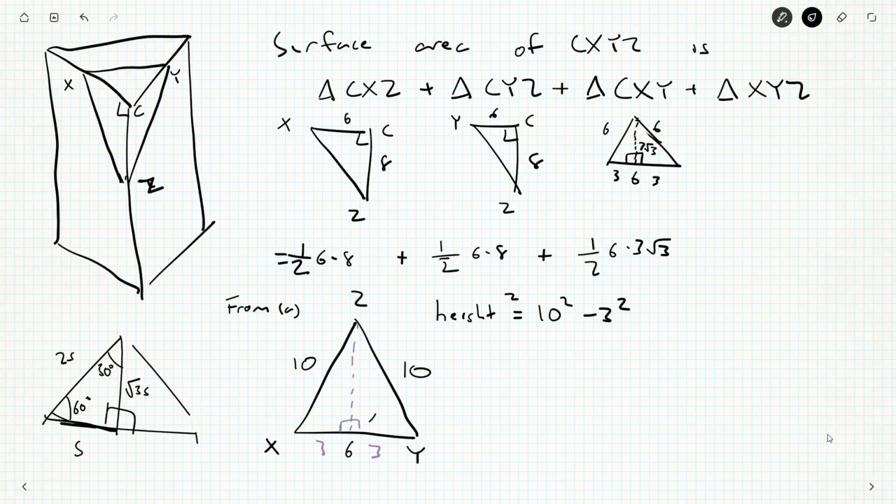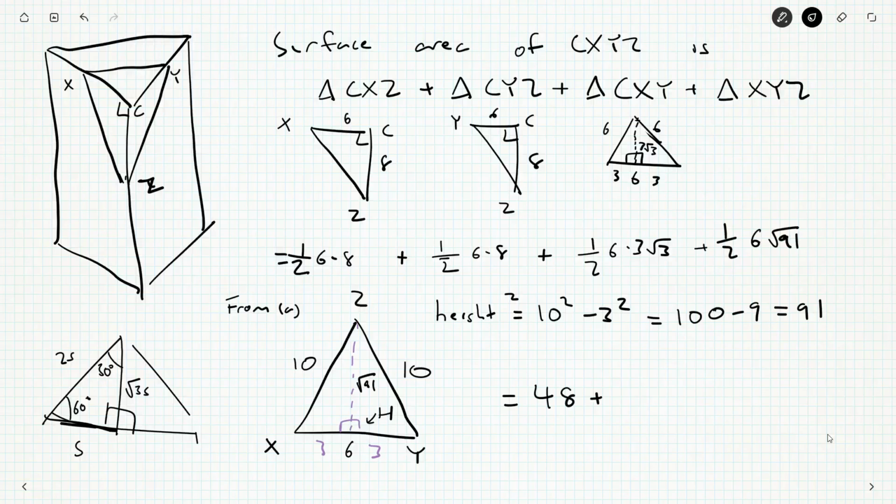If you wanted to, you could give this a name like, I don't know, H. Talk about ZH or things like that. This is going to be 100 minus 9 is 91. So this is going to be root 91 here. So we get plus 1/2 times 6 times root 91. Is that, yeah, 100 minus 9 is 91. Okay, it's just weird to see a root 91 in a problem. Anyway, 1/2 times 6 times 8 plus 1/2 times 6 times 8 is just going to be 6 times 8, which is 48. The 6 and the 2 cancel out, we get 3, so this is going to be 9 root 3. Then the 1/2 and the 6 cancel out, we'll get 3 root 91.